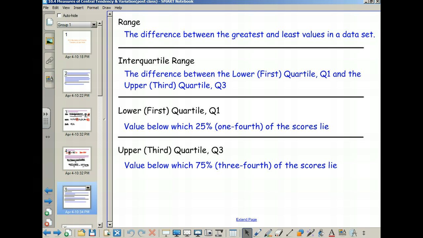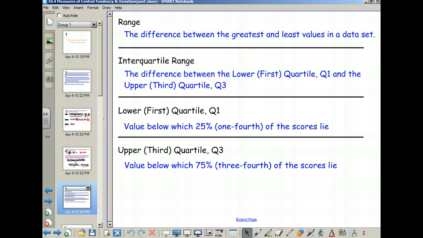Interquartile range. This one is a subtraction, a difference between the lower first quartile, Q1, and the upper third quartile, Q3. And then let me tell you what those quartiles are. So the lower first quartile is the 25% mark, and the upper third quartile is the 75% mark.